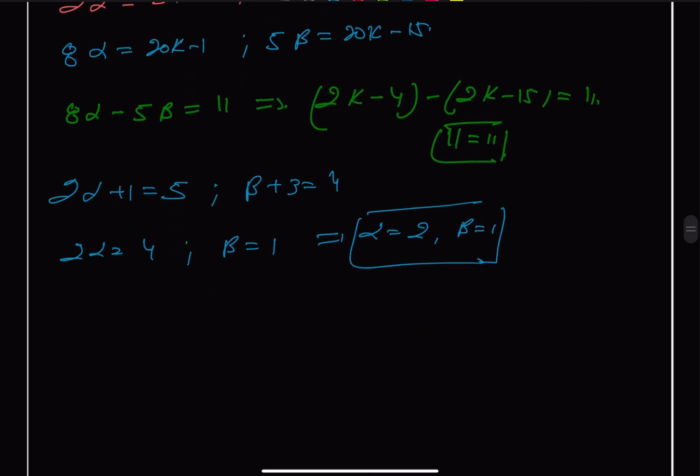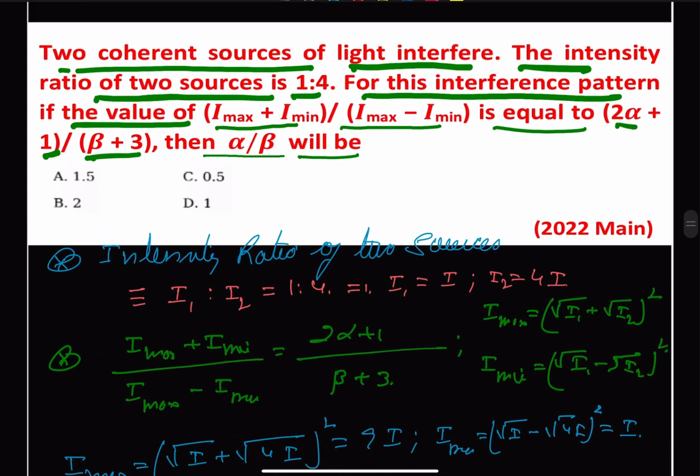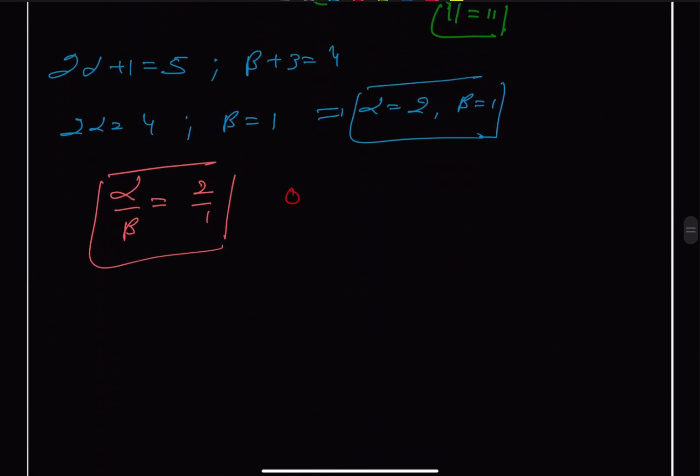We need to find out the ratio, so we can say alpha upon beta is equal to 2 upon 1. So option number B is the correct one. Option B is correct. Next question.